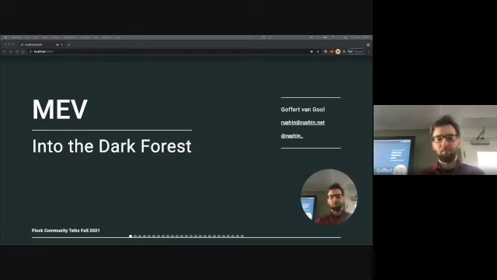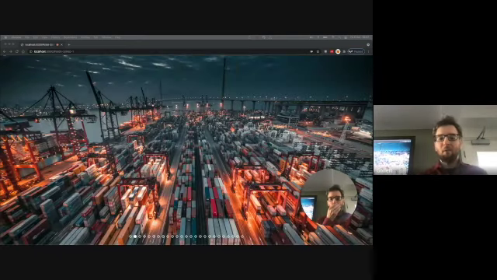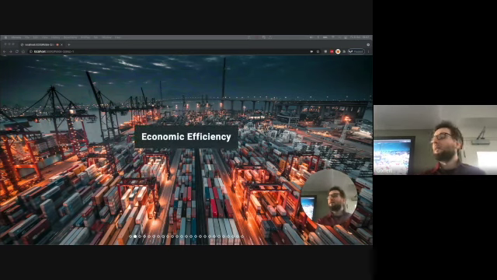Okay, so we're going to begin with a little bit of economy, because everything revolves around economy. And specifically, I'm going to be talking about the term of economic efficiency. So economic efficiency is a term where resources in an economic system are distributed optimally, where you cannot move resources around or allocate them differently without someone being worse off.